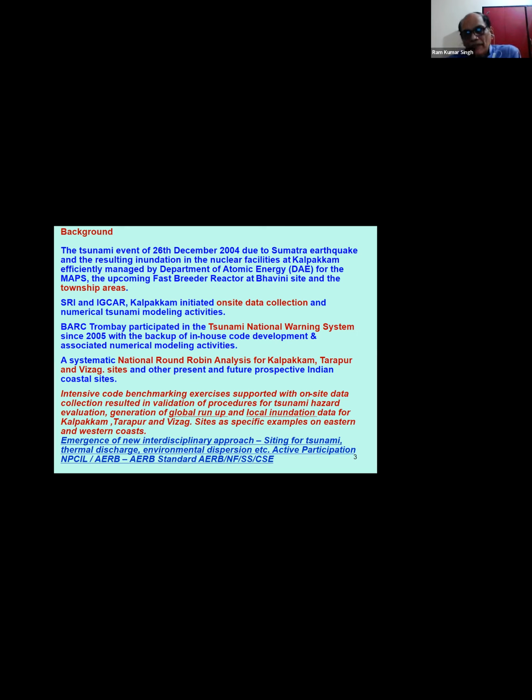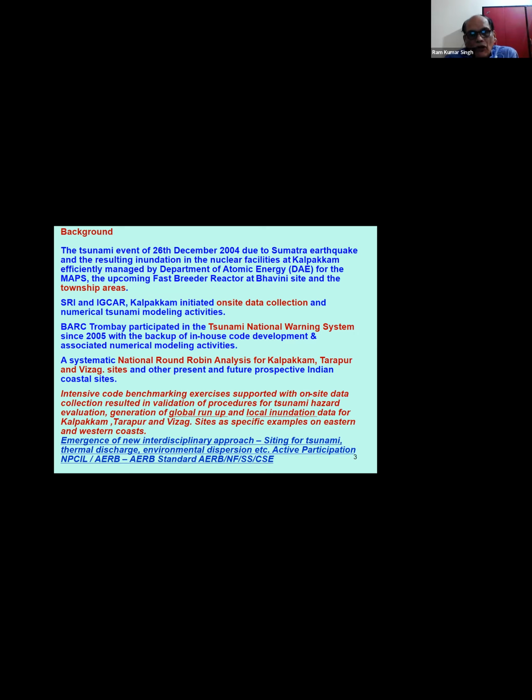Following this participation in the national warning system, we also looked at the various DAE facilities, and main importance was attached to the existing site Kalpakkam, then on the west coast the Tarapur site, because on the west coast, as we know, there was the 1945 event in Makran, an 8.1 magnitude earthquake, and also the Vizag site was upcoming. So all these three sites were evaluated for local inundation mapping.